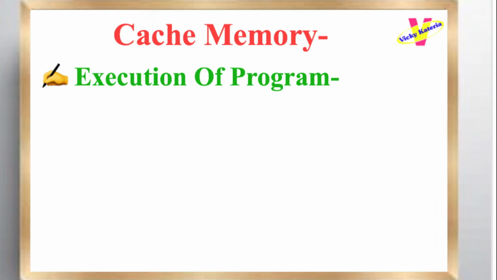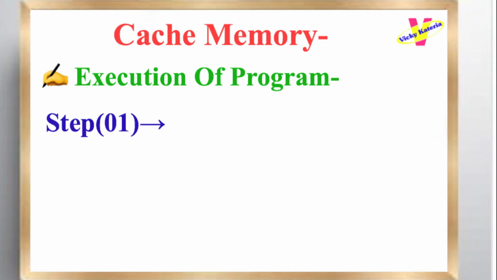Execution of program. Whenever any program has to be executed, it is first loaded in the main memory. The portion of the program that is most probably going to be executed in the near future is kept in the cache memory. This allows the CPU to access the most probable portion at a faster speed.